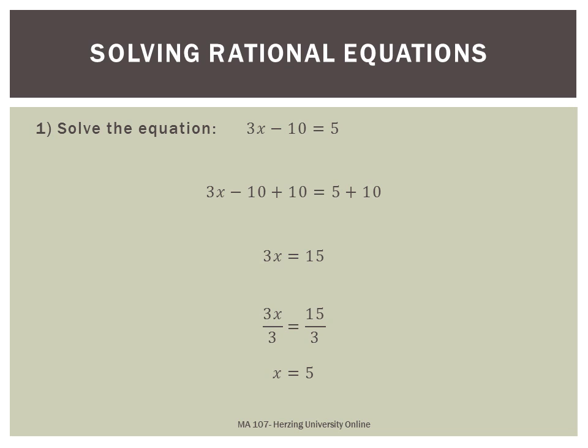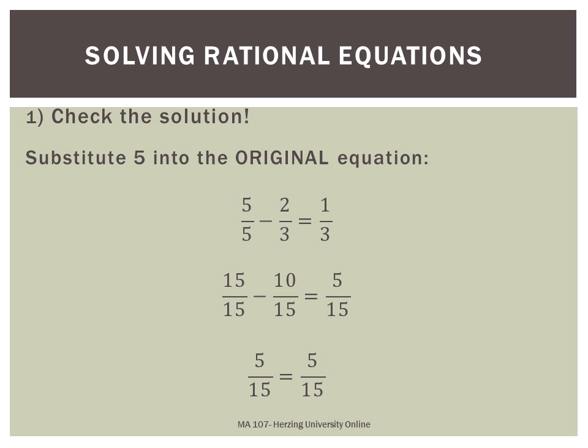Now solve the equation. 3x minus 10 equals 5. Add 10 to both sides. 3x minus 10 plus 10 equals 5 plus 10. Therefore, 3x equals 15. Divide both sides by 3. 3x divided by 3 equals 15 divided by 3, and x equals 5.